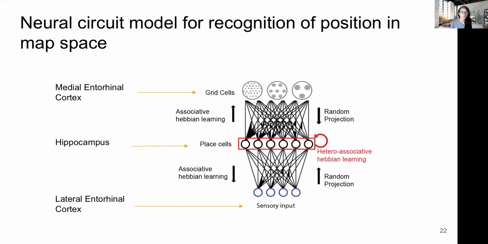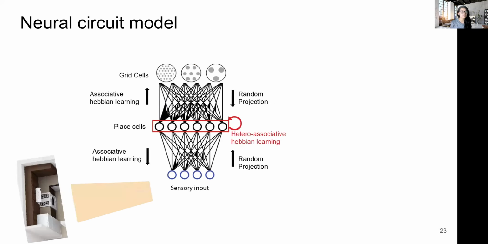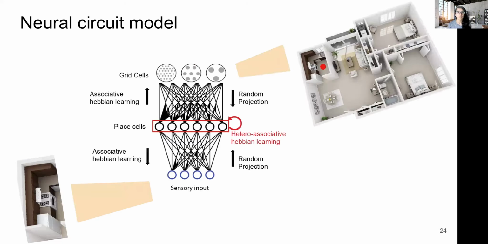We built a neural circuit model for recognition of position in map space. In this model, we have grid cells, which are found in medial entorhinal cortex in the brain, and place cells, which are found in hippocampus. Both grid cells and place cells encode space. We also have sensory input that comes from the lateral entorhinal cortex. In this model, place cells receive sensory input from sensory cells and location input from grid cells and form conjunctive representations. So given a sensory input, this model can predict where a particular person is located in the map. So it can predict your location in map space.